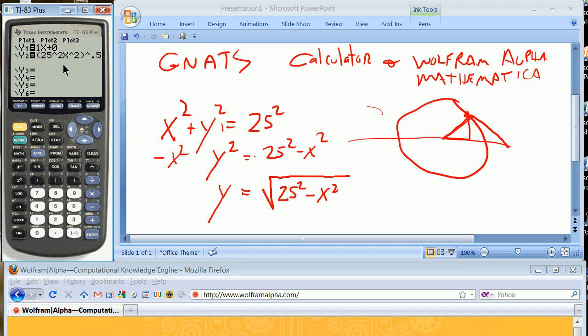I'm going to do insert, shift insert, and you're going to put a minus. And now when you graph, you should see that little half circle there.